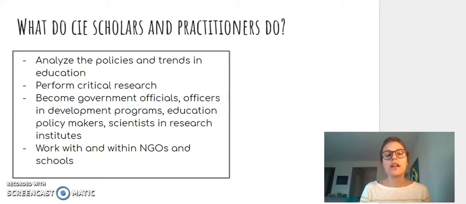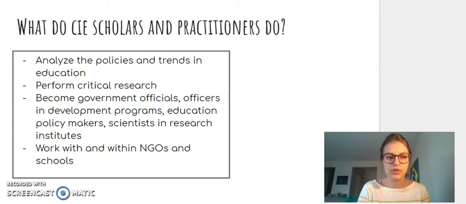So it's a really important area of research because if policymakers adopt the wrong policies out of context, it could have many social and economic consequences both inside and outside of education. So many people in the field go on to become government officials, officers in development programs, education policymakers, scientists in research institutes, and they also work in NGOs and within schools.